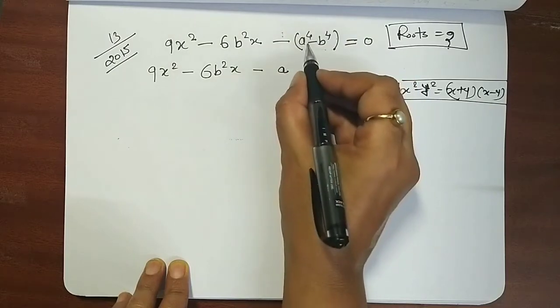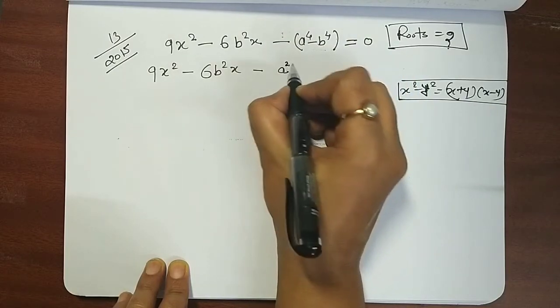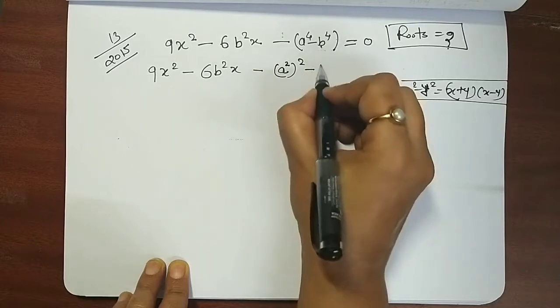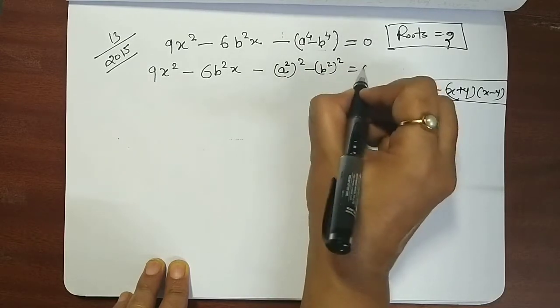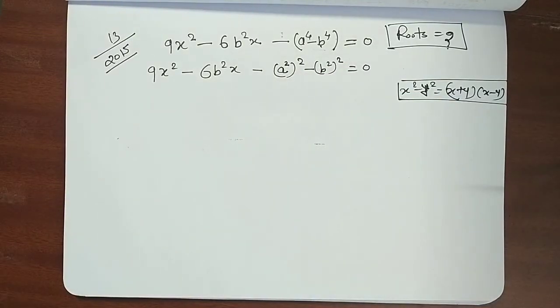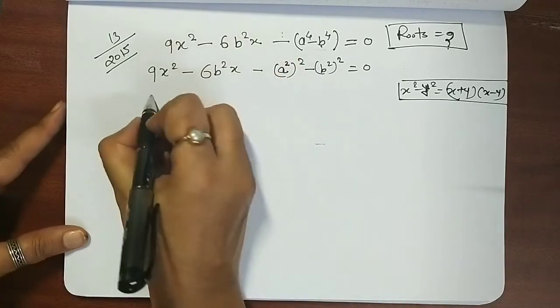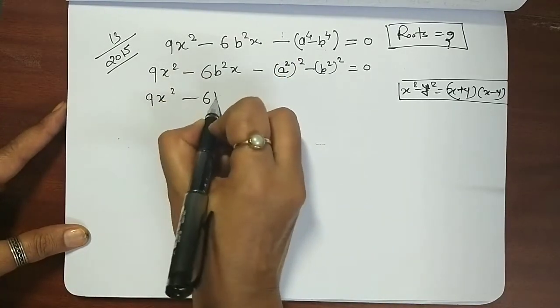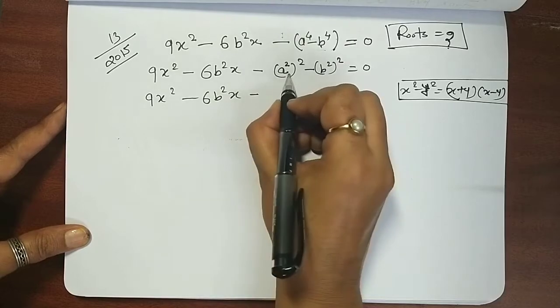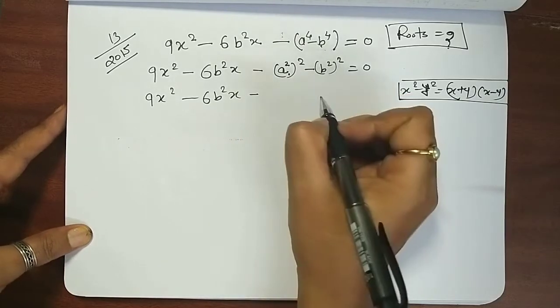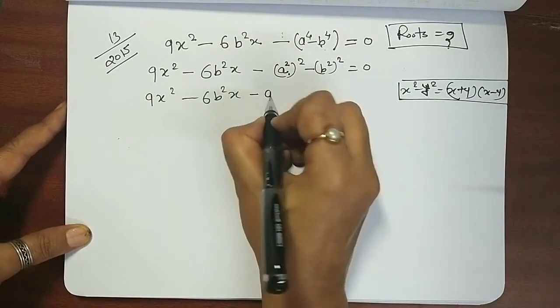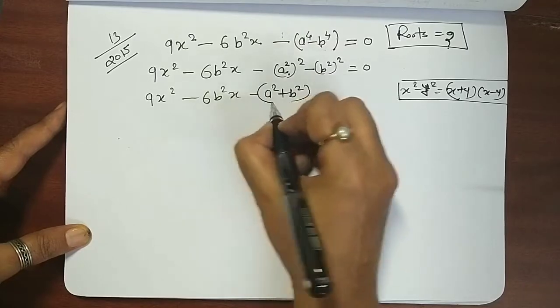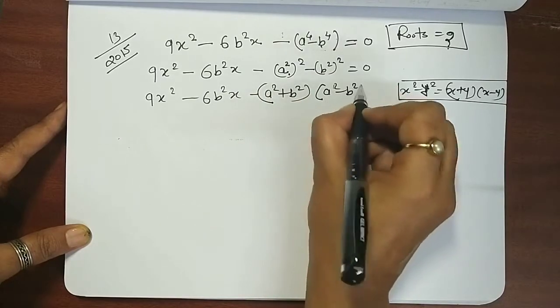I will write a square square minus b4, I can write b square square. Is it fine? Perfect. So now I can factorize it a little bit. A square square minus b square square. So can I write a square plus b square and a square minus b square?